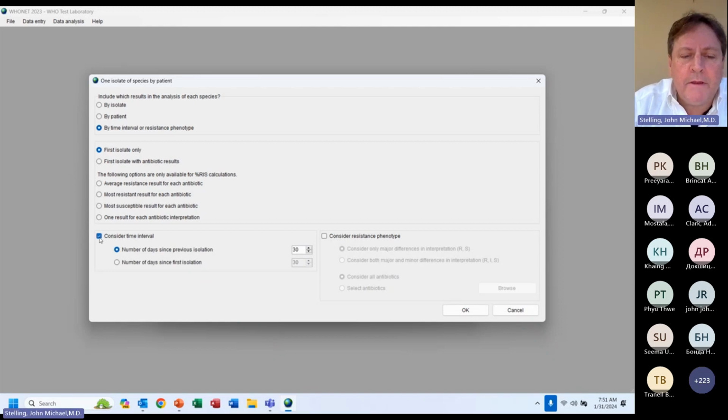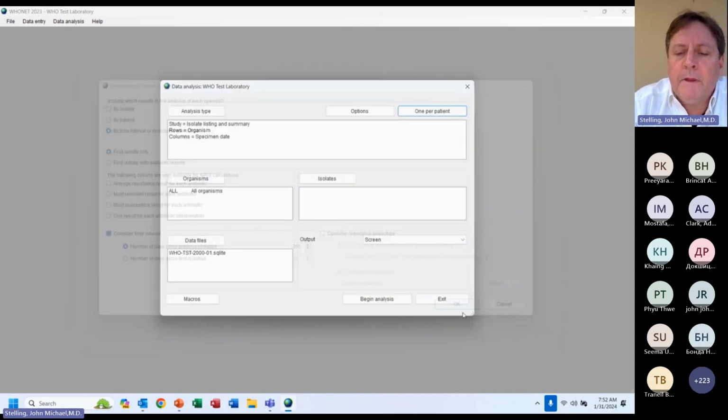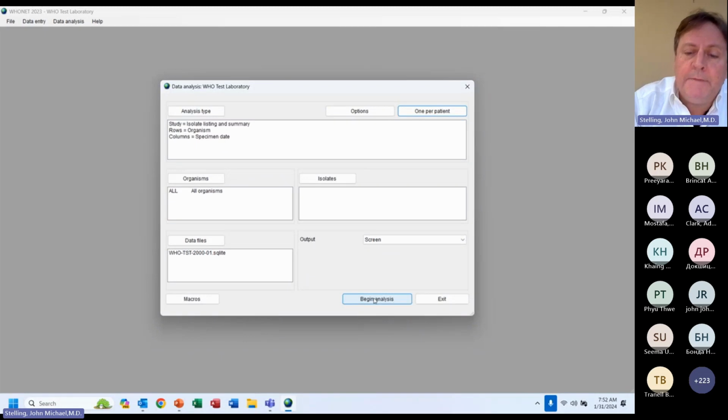Consider the time interval. For our own research work and for our own practical work, we use 365 days. If the patient has Escherichia coli 200 days apart, we take the first one. If the patient had an Escherichia coli 4 years ago, I just ignore the one from 4 years ago. I will click on OK. I will begin the analysis again.